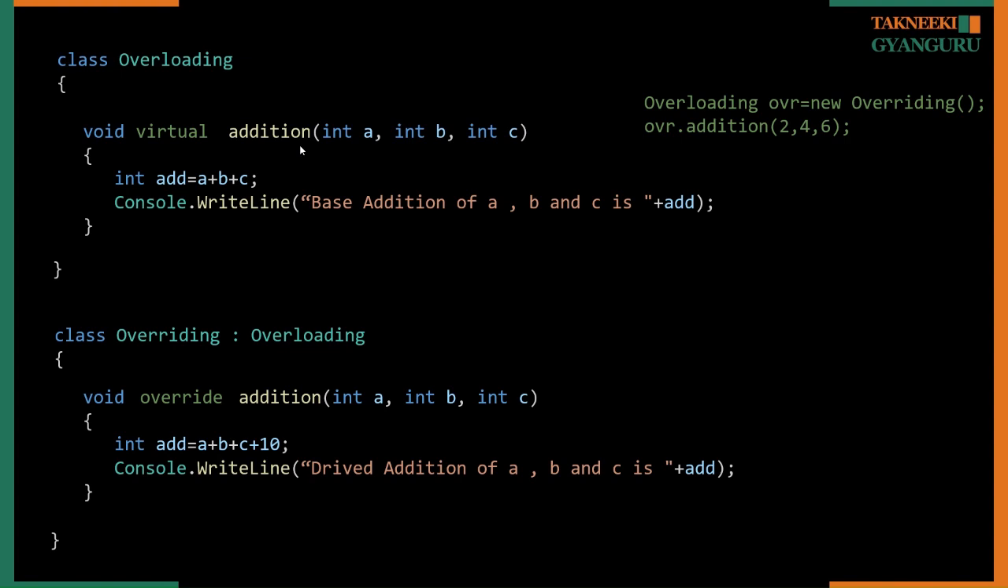So how will this work? You have to create the same function name in the base class with the same parameters, and in the derived class the same method name with the same parameters. But in the derived class you have to mention override, and in the base class you have to mention the virtual keyword, and then the overriding will be done. Then the derived class method will override the base class method. So let's move to VS Code for the demo.